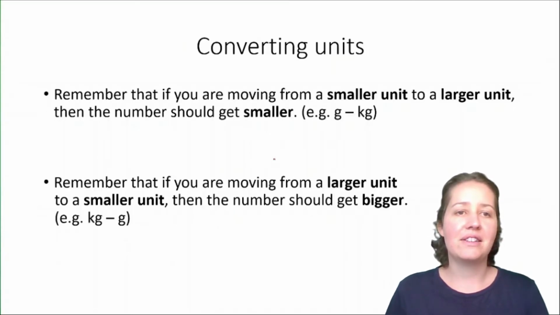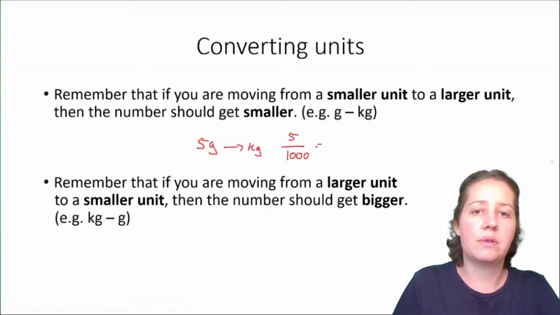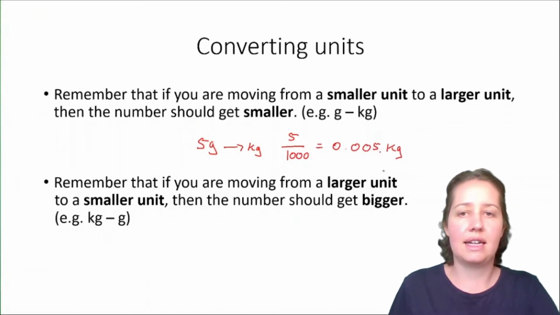When you're converting units, always take a moment to think about whether the magnitude of your data is going in the right direction. So if you're going from a smaller unit to a larger unit, then your number should be getting smaller. Let's say you have 5 grams. We want to convert that to kilograms. Well, you're going to do 5 divided by 1,000, which will give you 0.005 kilograms. Your decimal place has gone 1, 2, 3 places to the left.